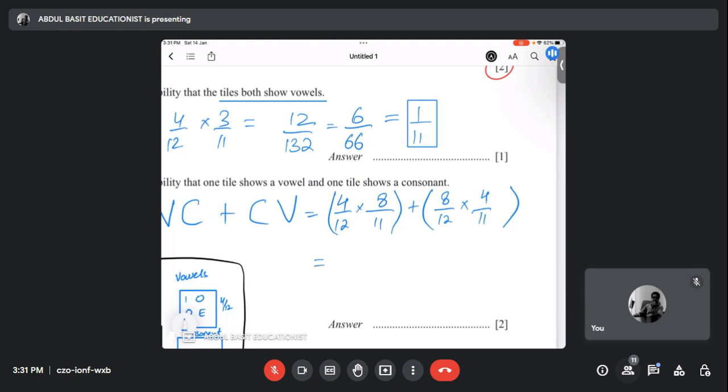Now just do this with the help of the calculator. 4 times 8 is, because this is a Paper 2 question, 4 times 8 is 32. That would be 32 over 132 plus 8 times 4 is 32 divided by 132. Denominators are same, so Rida, write the denominator once and add the numerators. 32 plus 32 is 64. So 64 over 132, let's cut it, halve it. 32 by 66. 16 divided by 33. This is your final answer. Is this clear everybody?